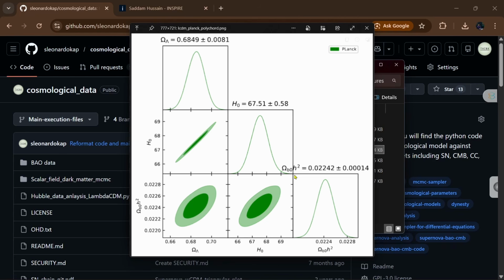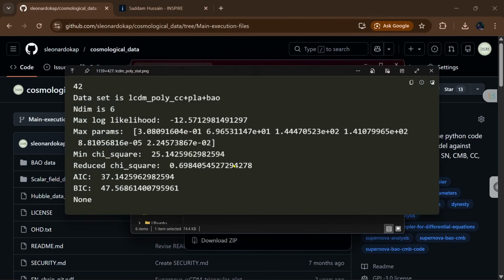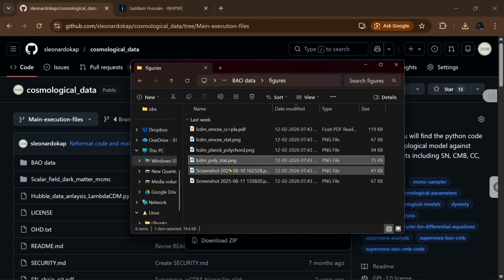So this is the framework that I have built, which is very close to the Planck data paper. That's why I have updated the code in such a way that you will get a feeling that, oh, this is the same thing we are doing, right? And similarly, you can see the statistics, how we can get the AIC, BIC, and all this stuff. There are screenshots I have shared.